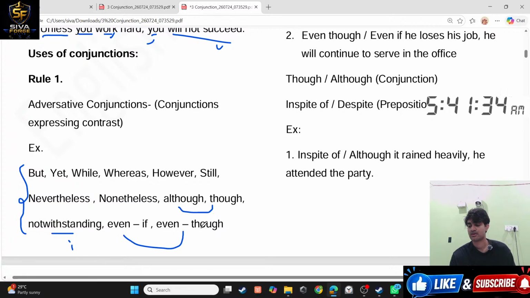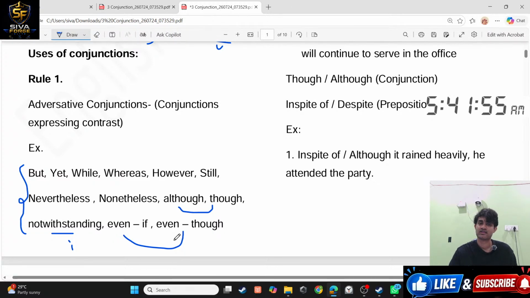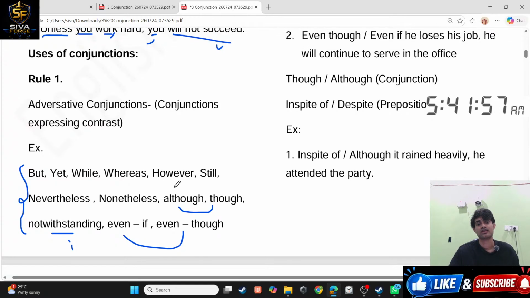Now the first group is but, at, nevertheless, nonetheless, notwithstanding. Next is even if, even though, although. Then whereas, while, and however, still. H and S are opposite words, so we have to remember however and still. While, whereas. That's it.